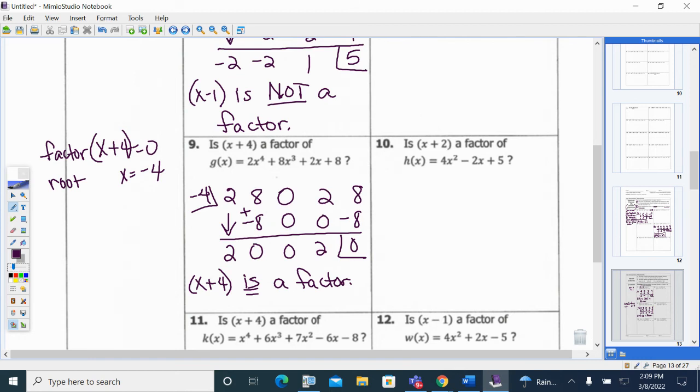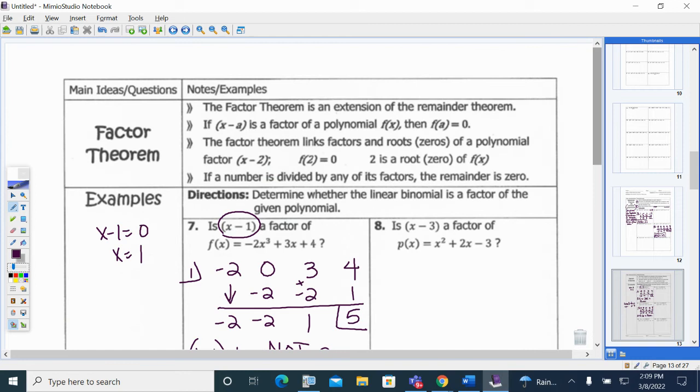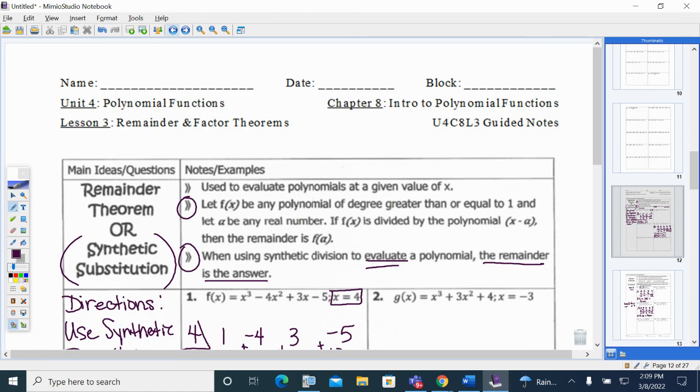So those are your two theorems. Again, with the factor theorem you're looking to see if something's a factor, knowing that the remainder would then have to be 0. And with your remainder theorem, the remainder is the answer because you're evaluating. So again, those are your notes for chapter 8, lesson 3.